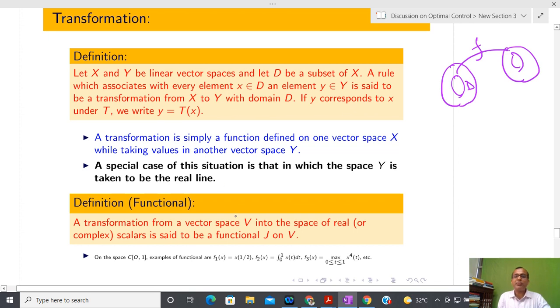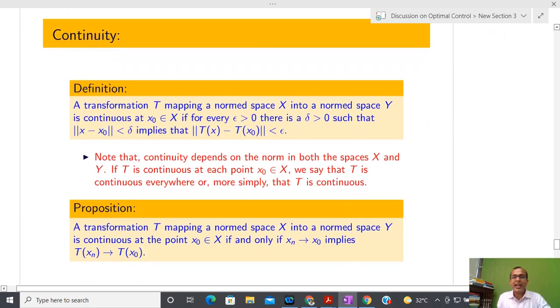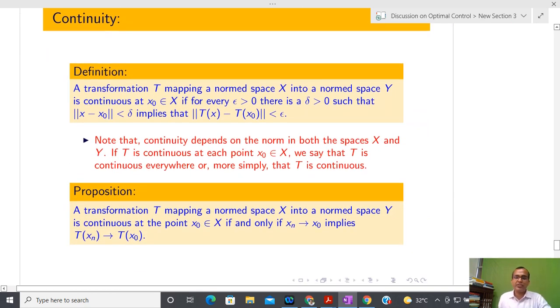Okay, and it is possible to show that a functional is also some kind of transformation from function space to some kind of real space, where everything is represented by a real number. Okay, so again, that is the function. That is the message of this particular slide, and you are able to define the continuity also.